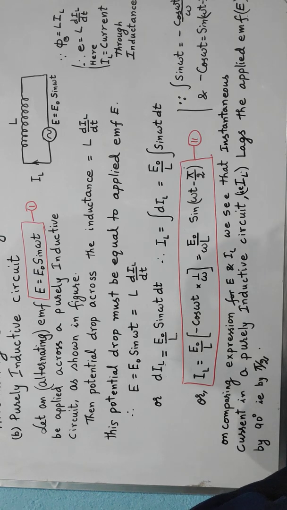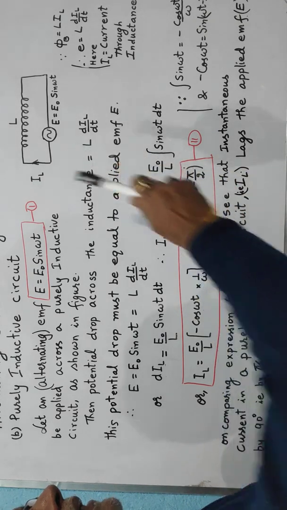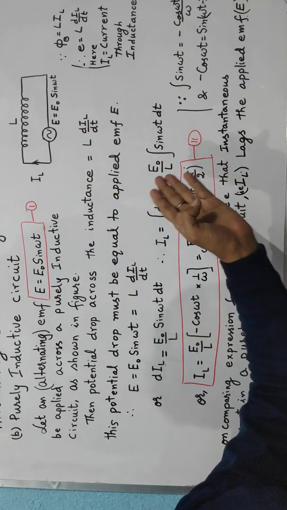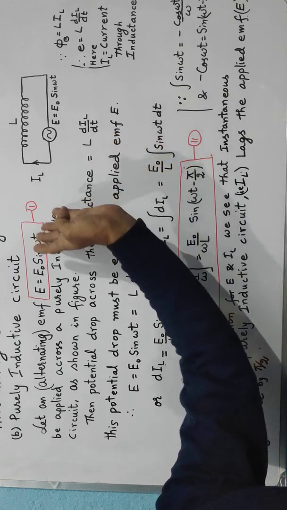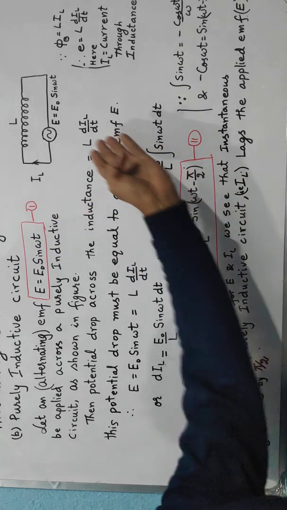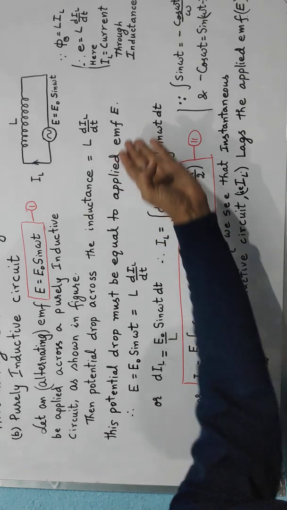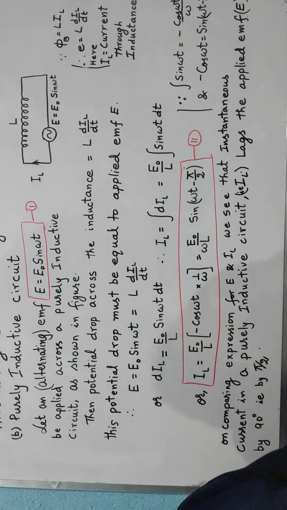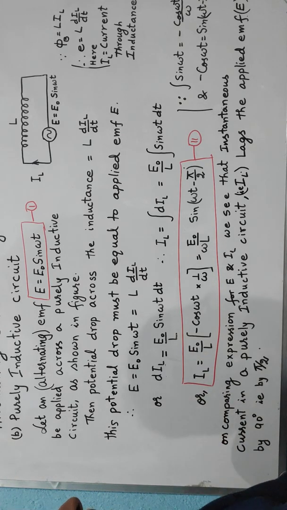Now you know, according to Ohm's law, that whatever potential drop is taking place must be equal to the applied EMF, and therefore if L dIL by dt is the potential drop across the inductive coil and applied EMF is E is equal to E0 sin omega t, and therefore this potential drop L dI by dt must be equal to applied EMF E. But E is equal to E0 sin omega t, where E0 is the peak value of the EMF applied and omega is the angular speed, t is the time lapse.